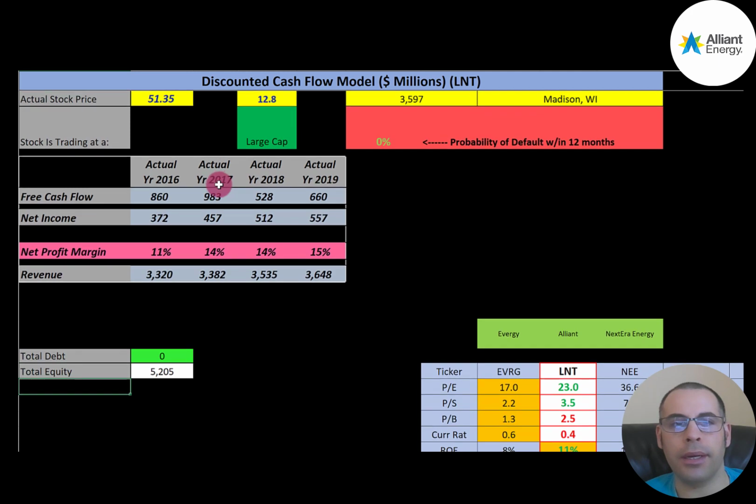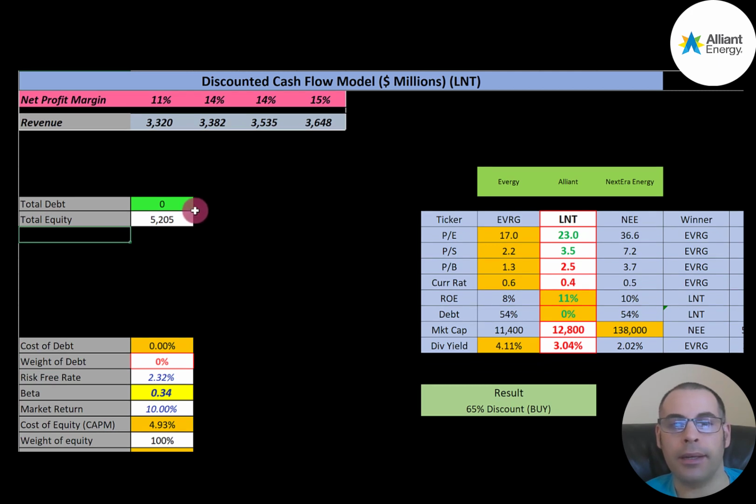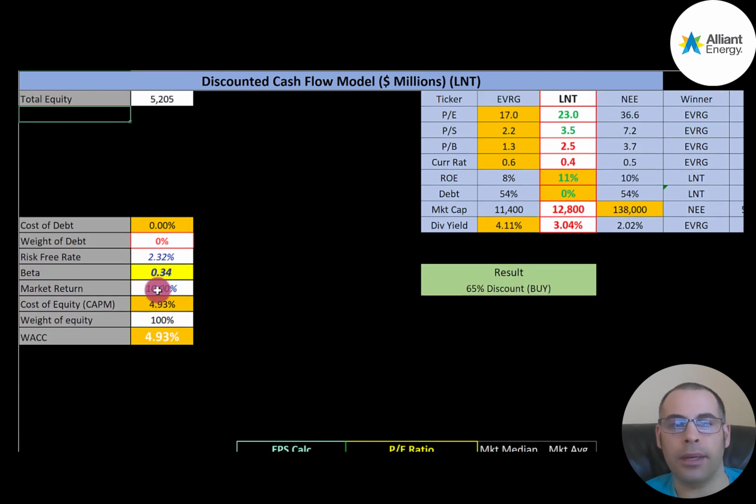Financials look pretty good. Free cash flow and net income are positive and consistent each year. Their revenue seems to be growing little by little each year, and their margins are improving. They go from 11% to 15%. So they're doing a better job at managing expenses and becoming more efficient. They have no debt. They're 100% equity.